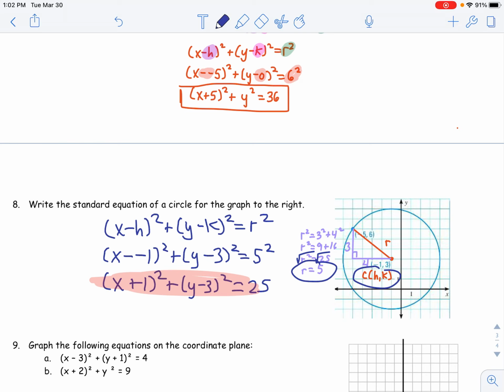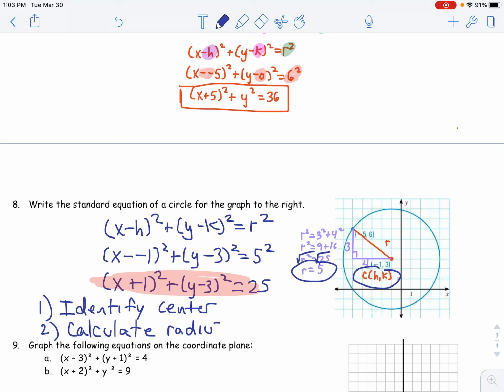So realize it's really just step 1, identify the center. Step 2, calculate the radius. Step 3, plug it in to the equation. That's literally it. 3 steps. All right.